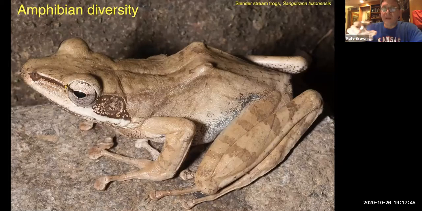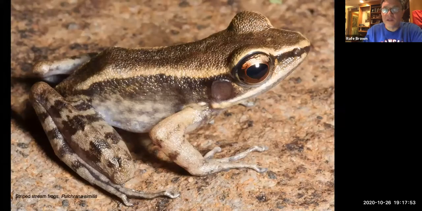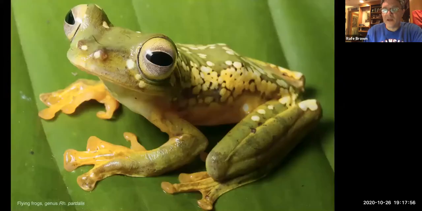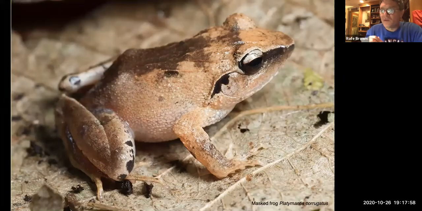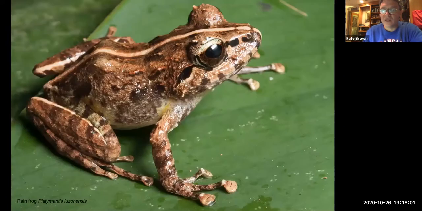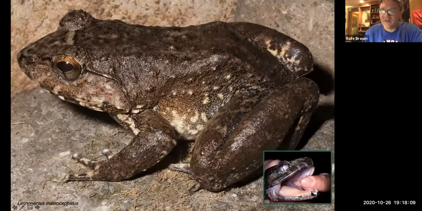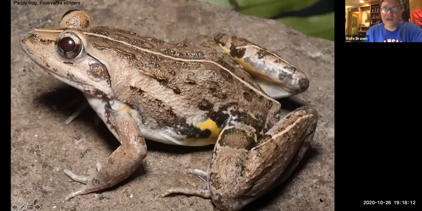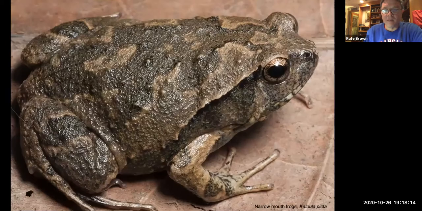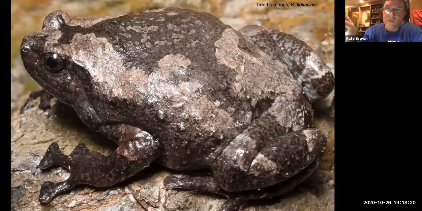And amphibian diversity is surprisingly high in this environment. Here's Sanguirana luzonensis. Here's Pulchrana similis, two species of Rhacophorus, bimaculatus and pardalis, several species of Platymantis. I'll just show you two, corrugatus and luzonensis, and then the fanged frogs that Jim and I are still working on to this day, Limnonectes woodworthi and macrocephalus, and yes, they do have fangs. Two species of paddy frogs, both species there, and four species of Kaloula, and I'll just show you picta and the tree hole frog that's endemic to Catanduanes, the small island, and this coast, Kaloula kokacii.